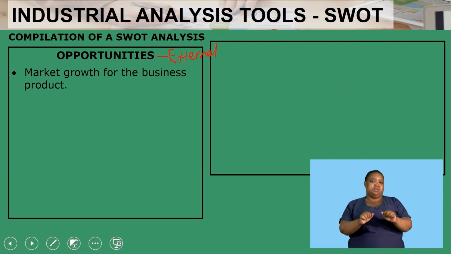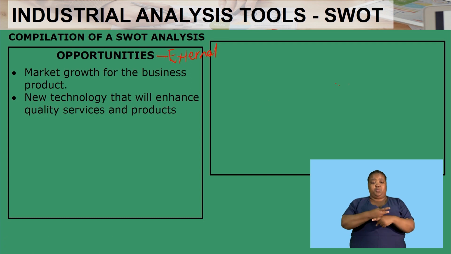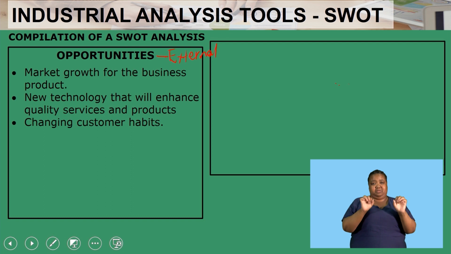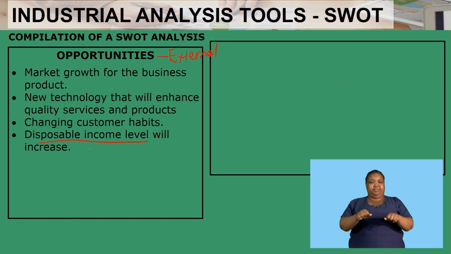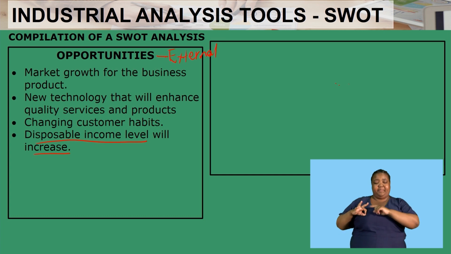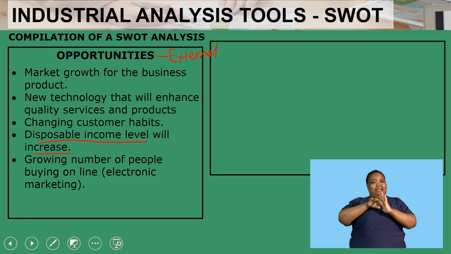We move on to the second bullet: new technology that will enhance quality service and products. Maybe something can come out with regards to technology. Changing customer habits, disposable income levels may increase. So when disposable income increases, maybe we're getting new customers who want to spend their money on us. A growing number of people are buying online, which is electronic marketing. So that could be an opportunity for us.